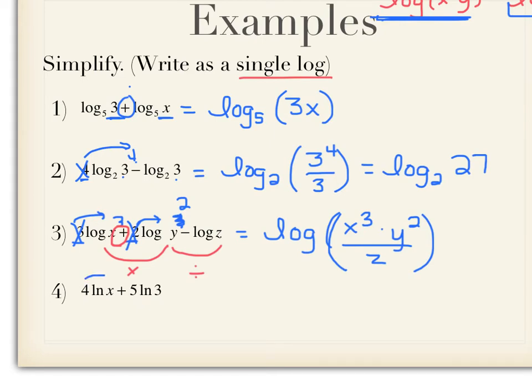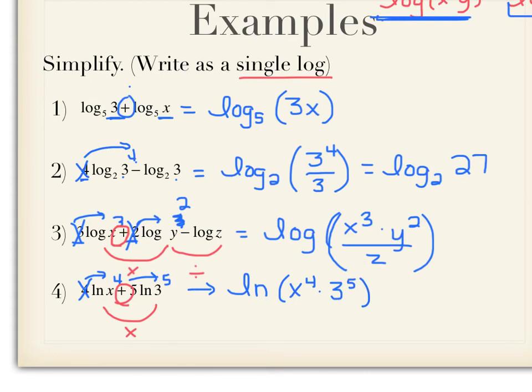So this 4 is going to become an exponent of 4. This 5 is going to become an exponent of 5. And then because this is addition, I'm going to combine these two with multiplication. So I would write this as natural log of x to the 4th times 3 to the 5th. And the only other thing I might do with that one is, because you can actually calculate 3 to the 5th. Well, maybe you can.